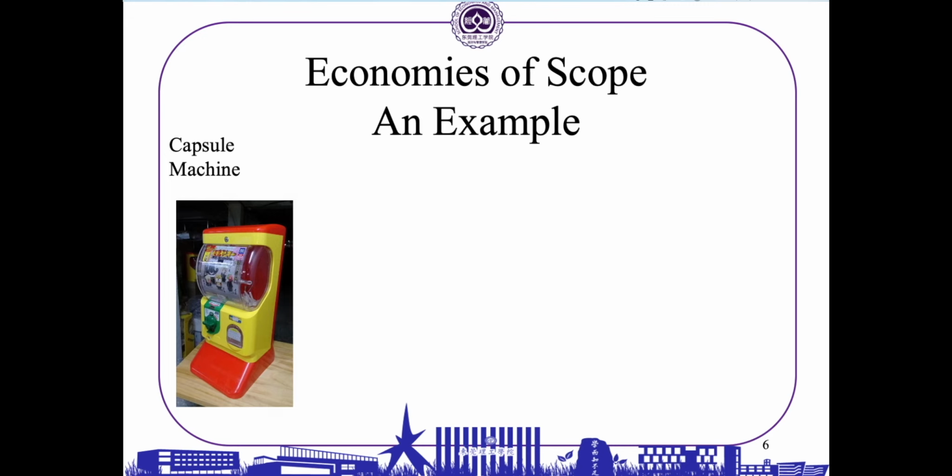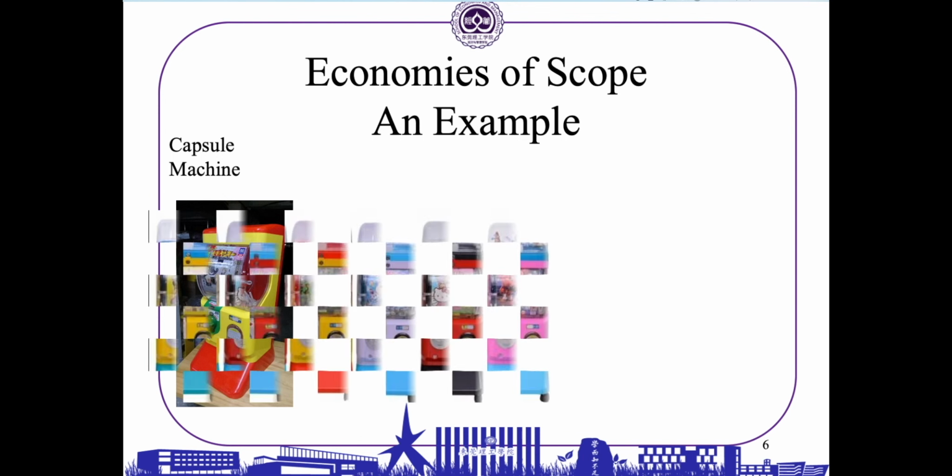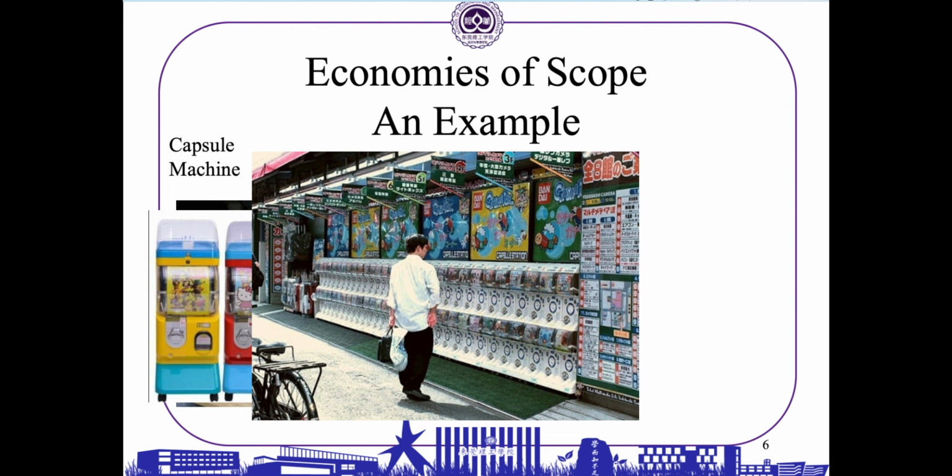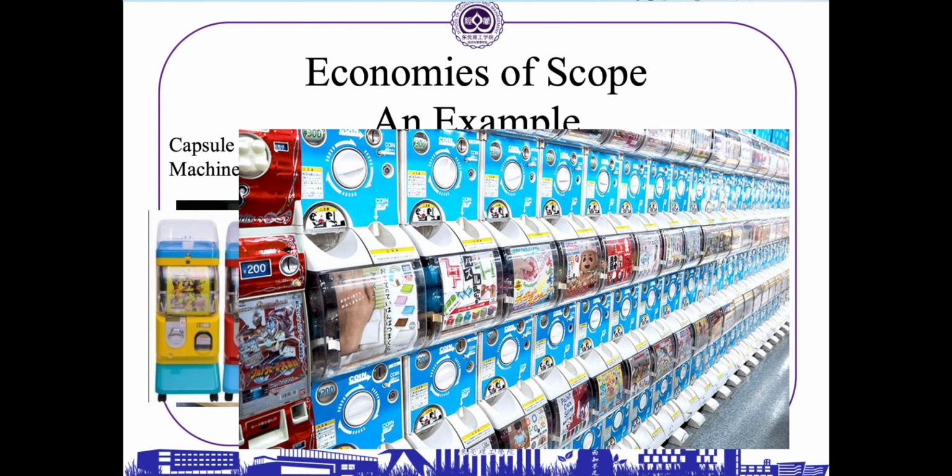A more intuitive example is the capsule machine shop. You may see one or two capsule machines in front of convenience stores or stationery shops where kids may go in. In some big cities, there are shops for capsule machines. There are hundreds of capsule machines for different models in it. This kind of shop can save cost for capsule providers on collecting money, refilling, and advertising.